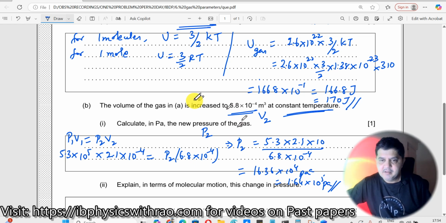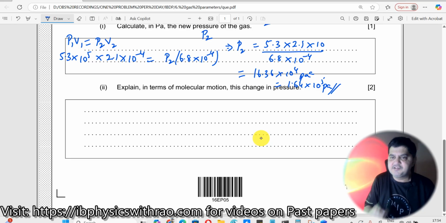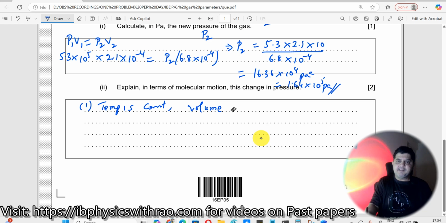Okay. Next, explain in terms of molecular motion this change in pressure. 5.3 and 1.64. So what has happened to this? Why has a decrease in pressure happened? That's the question. The first thing, what did we do here? Temperature is constant. Then what happened? Volume, is it increasing or decreasing?